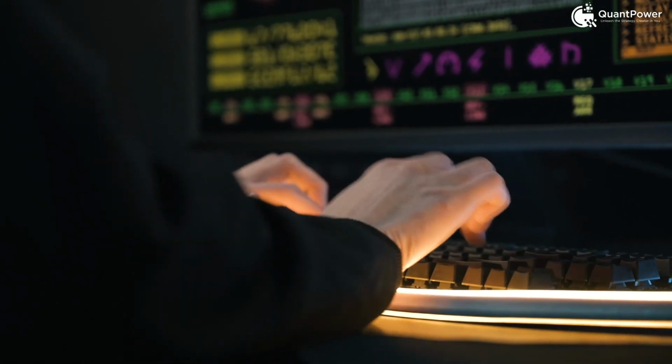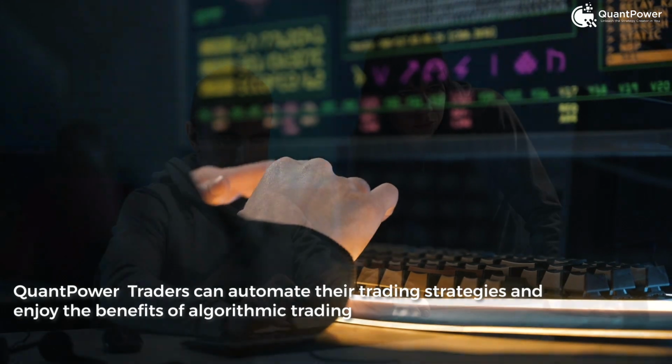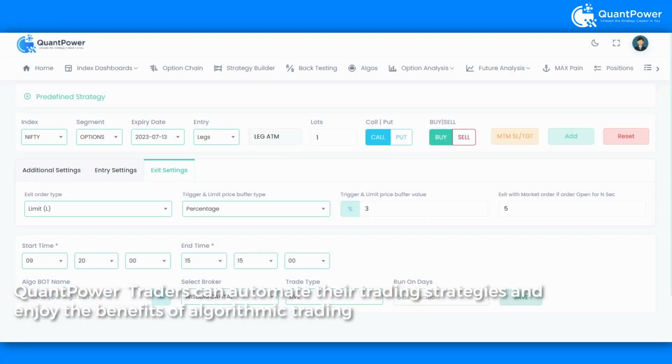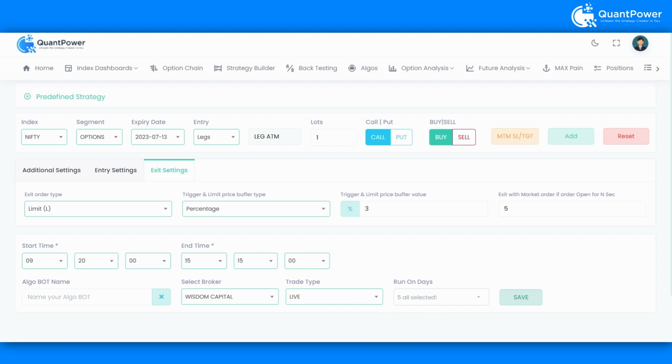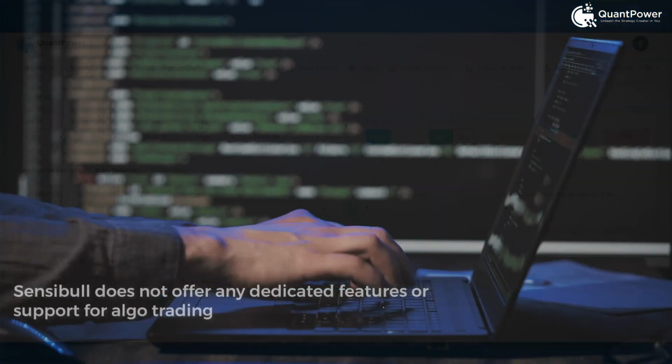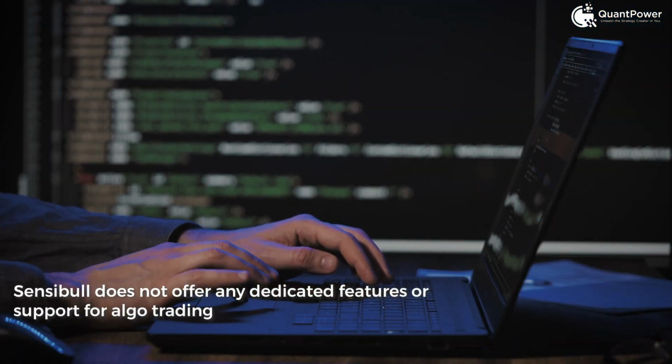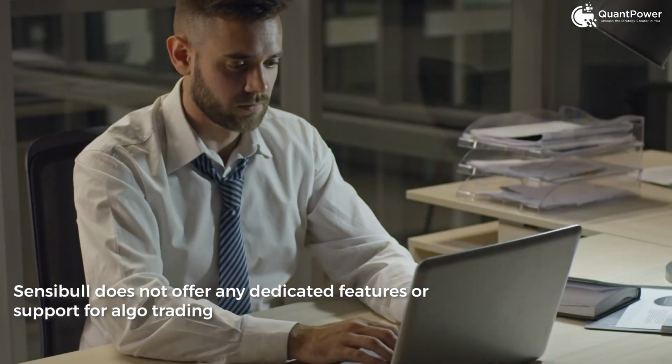When it comes to algo trading, QuantPower stands out with its seamless integration of algo bots and other powerful tools. Traders can automate their trading strategies and enjoy the benefits of algorithmic trading. However, Sensibull does not offer any dedicated features or support for algo trading, limiting the automation capabilities on their platform.